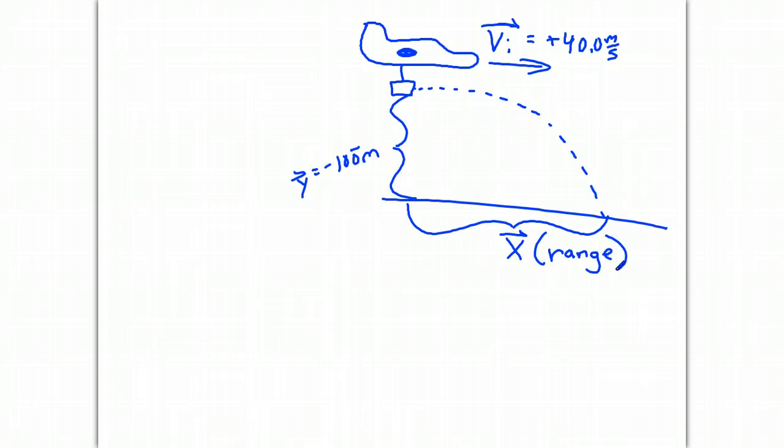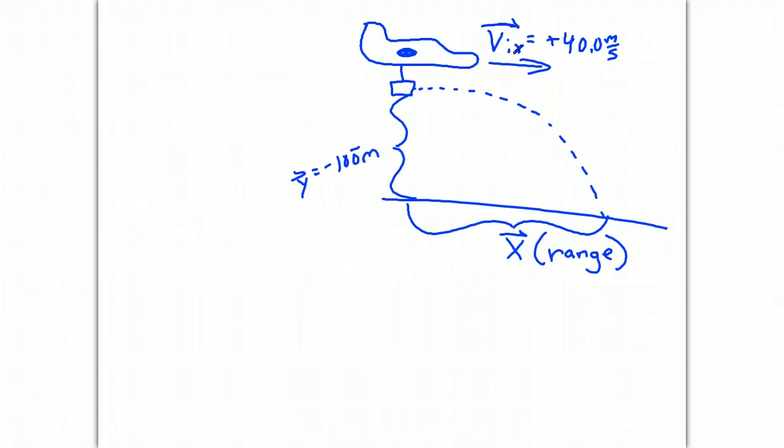So that's part A. Part B wants to know, what are the horizontal and vertical components of the velocity of the package right before it strikes the ground? Okay, and that's something we'll do later. The one thing that we could add to this is that the initial velocity is actually in the x direction, so you could put VIX there.